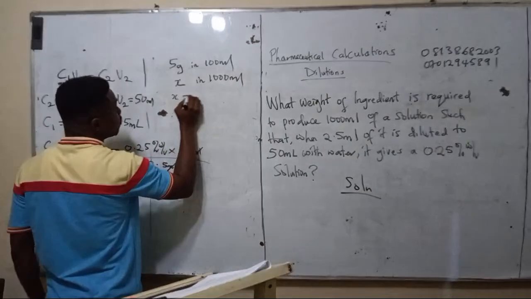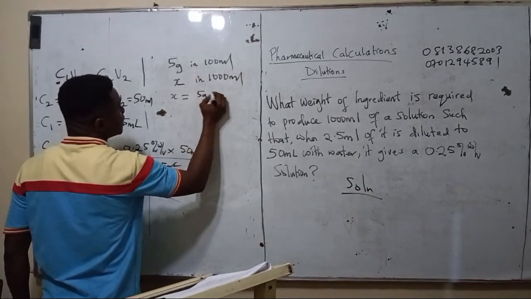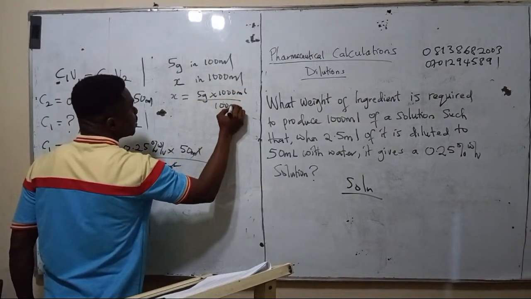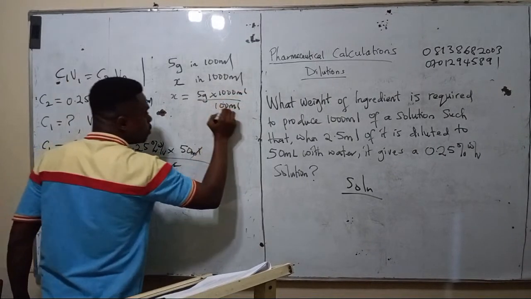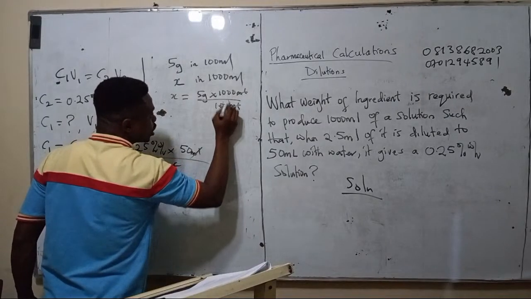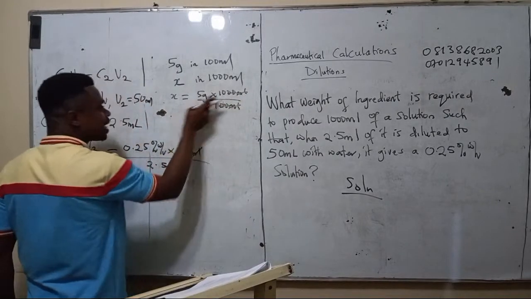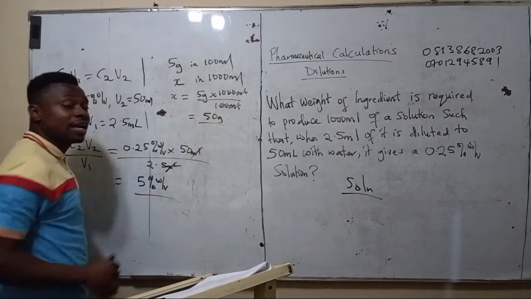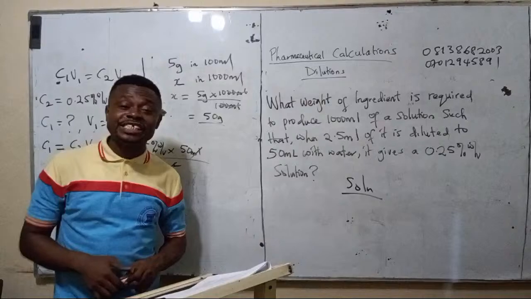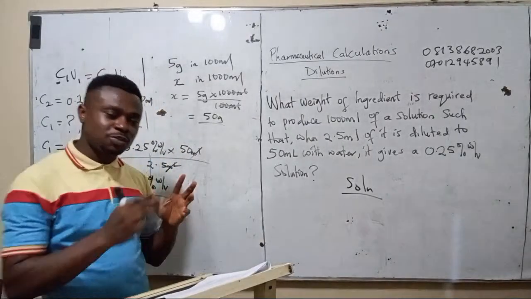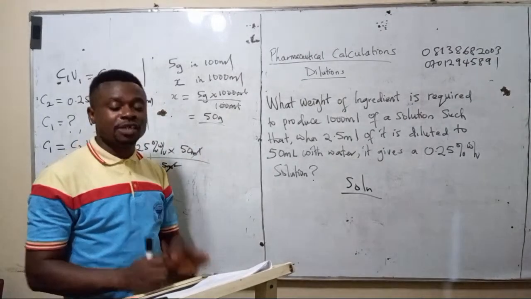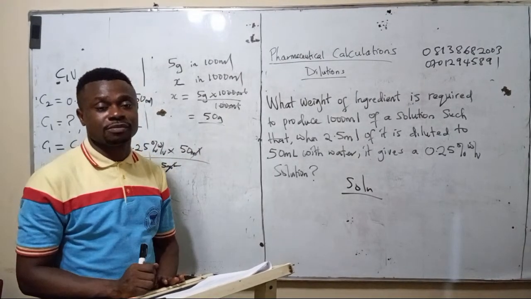So we find this X. X is now equal to what? 5 grams times 1,000 ml over 100 ml. So ml will cancel ml. This 20 will cancel 20. We have 5 grams times 10, which is 50 grams. So actually, 50 grams of the ingredient was dissolved in a small amount of water and made up to 1,000 ml to form the stock solution.